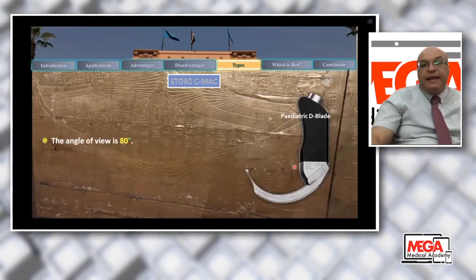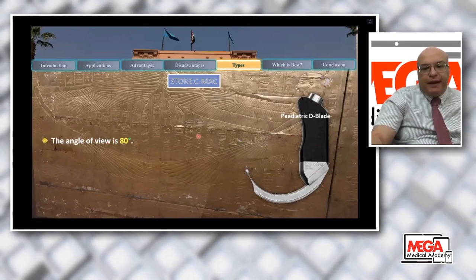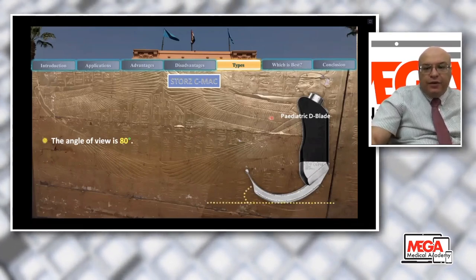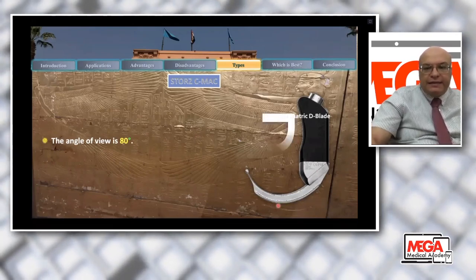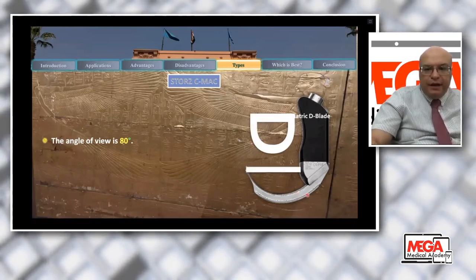C-MAC with D blade, the pediatric D blade, has the largest angle for a curved blade available in the market. From its name, the letter D, you can see the angle is 80 degrees, and it is the letter D because if you draw a line here, you have a D shape. Here is the D shape.